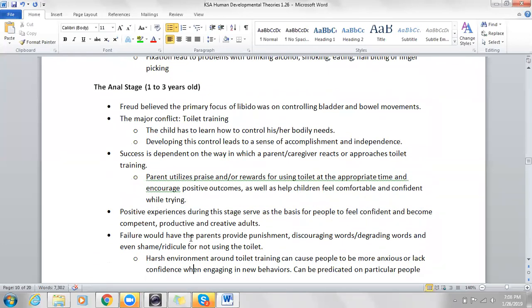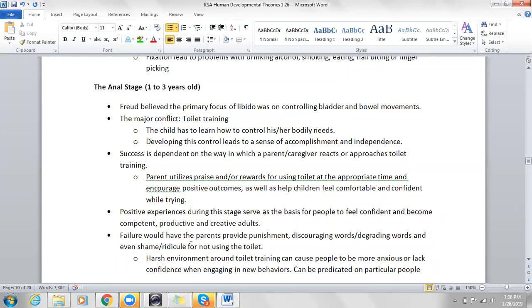So then the next stage, the anal stage, is from 1 to 3. So what is behind this one? Freud believed that the primary focus of libido was on controlling bladder and bowel movements. And thus, the primary conflict is toilet training. So the child has to learn how to control his or her bodily functions. Developing this control leads to a sense of accomplishment and independence.